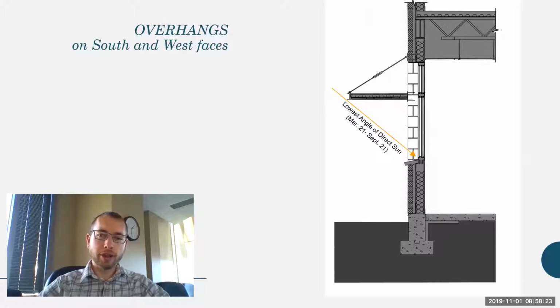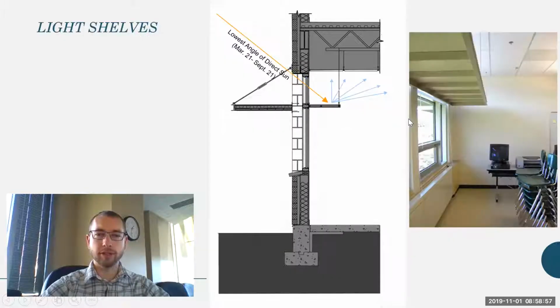All right, so how do we separate that out? How do we get view and illumination without a lot of glare or direct solar penetration into a building? One way to do that is with an overhang. So what you're trying to do is, even at the lowest angle of sunlight on a building, you've got this exterior overhang that is going to block the sun that would normally shine right through the window and then onto a desk or into someone's eyes. And this is great for south and west facing facades of buildings.